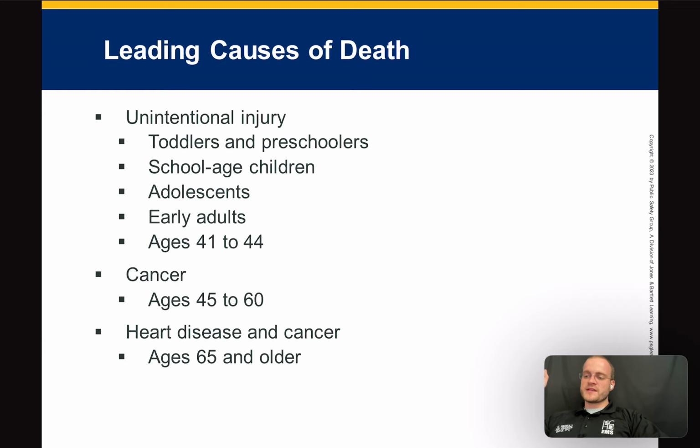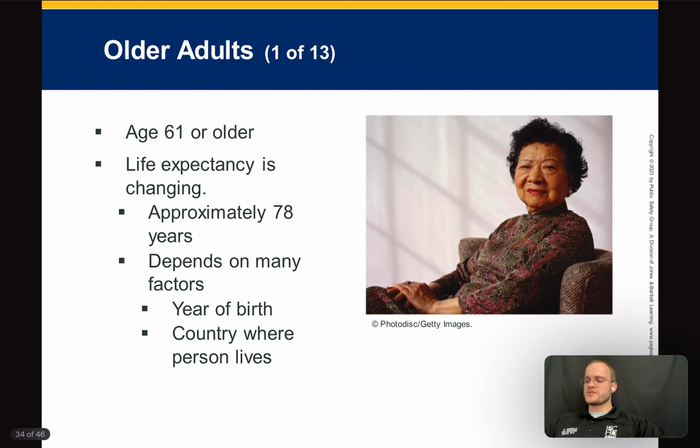Heart disease is a pretty big cause of death in the United States. In fact, it may be the leading cause of death. I'm having a blank on that, but I'm pretty sure heart disease is the overall leading cause of death in the United States. Or cardiovascular disease, sorry. So older adults, this is age 61 and older. Life expectancy is changing, so it's increasing as medicine is getting better and better. People are living longer and longer. But right now in the United States, the approximate life expectancy is around 78. I thought it was a little higher than that, but that's fine. But 78 years of age is typically how long Americans will live.